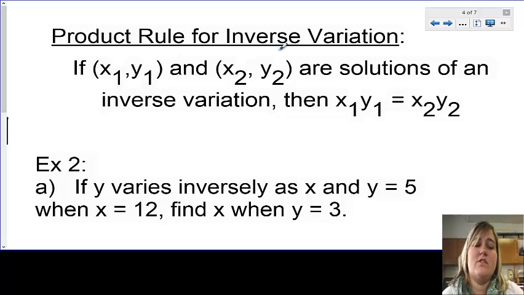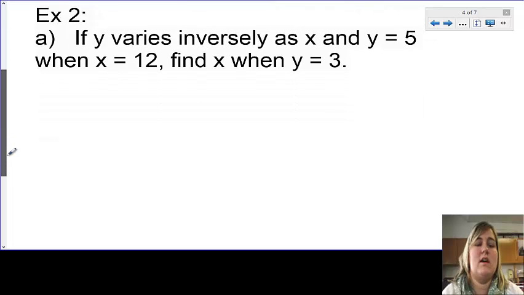The product rule for inverse variation is that if x1, y1 and x2, y2, these are just two points, coordinate 1 and coordinate 2, are solutions of an inverse variation, then x1 times y1 equals x2 times y2. So it says, if y varies inversely as x, and y is equal to 5 when x equals 12, find x when y equals 3. So this is our x sub 1, y sub 1. We want to find x sub 2 when y sub 2 is 3.